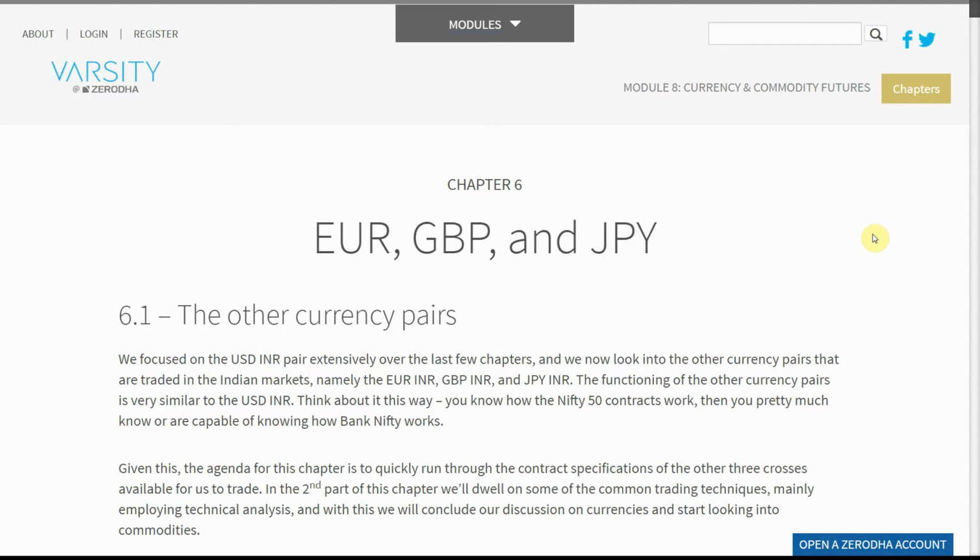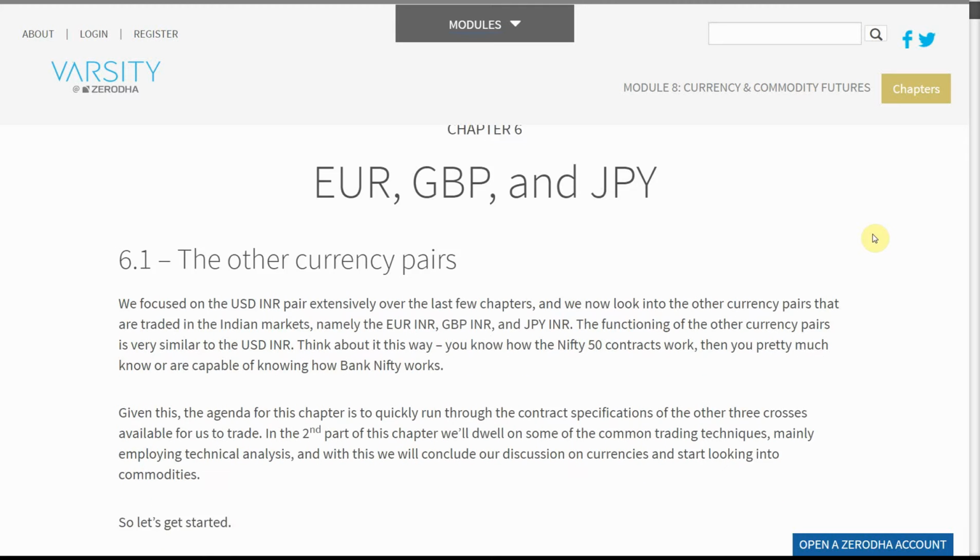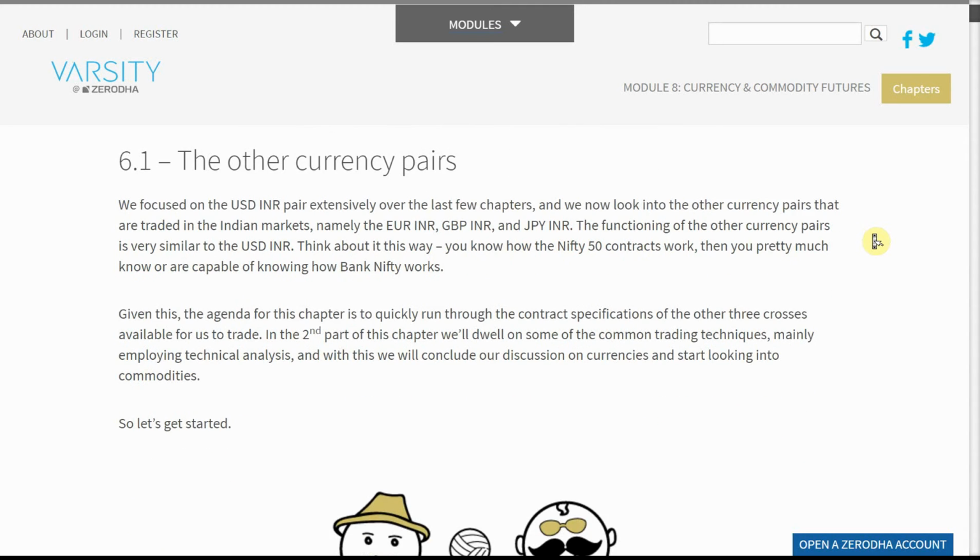We focused on the USD-INR pair extensively over the last few chapters, and we now look into the other currency pairs that are traded in the Indian markets, namely the EUR-INR, GBP-INR, and JPY-INR. The functioning of the other currency pairs is very similar to the USD-INR.